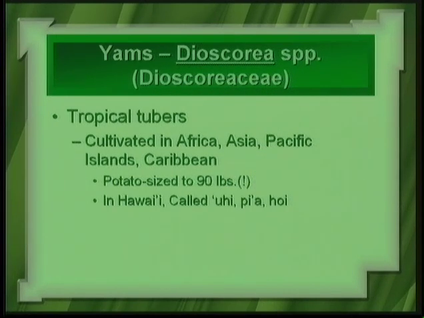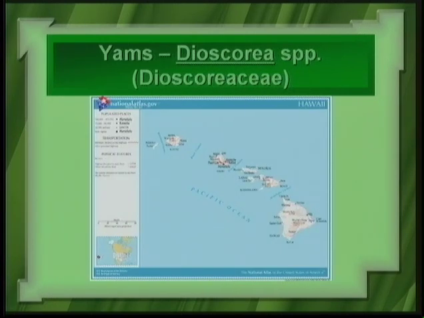In Hawaii, this is also cultivated. Depending on the species, it was called uhi or pia or hoi. Three different kinds of yams were cultivated in Hawaii. Did you know that the first export out of Hawaii was probably yams? The ships that docked in Honolulu Harbor actually took away yams with them, because yams kept better, whereas sweet potatoes tended to sprout fairly quickly.